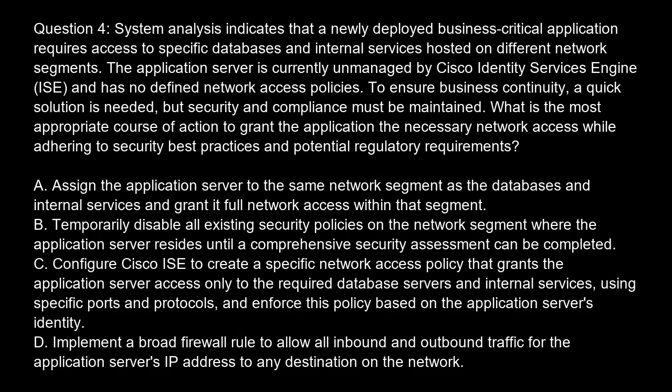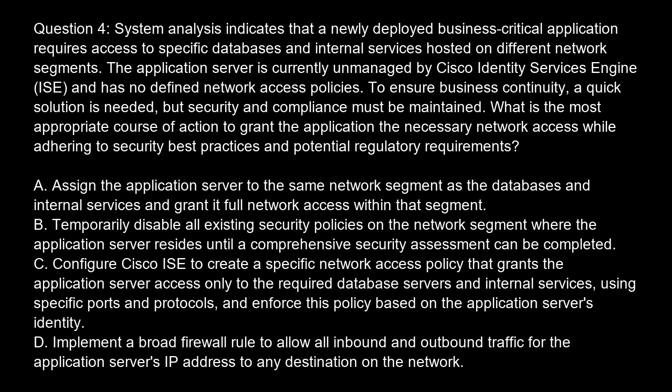Question 4. System analysis indicates that a newly deployed business-critical application requires access to specific databases and internal services hosted on different network segments. The application server is currently unmanaged by Cisco Identity Services Engine (ISE) and has no defined network access policies. To ensure business continuity, a quick solution is needed, but security and compliance must be maintained. What is the most appropriate course of action to grant the application the necessary network access while adhering to security best practices and potential regulatory requirements?